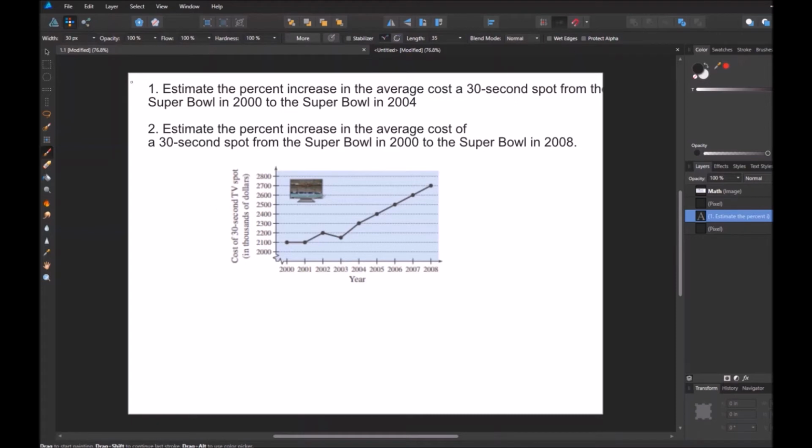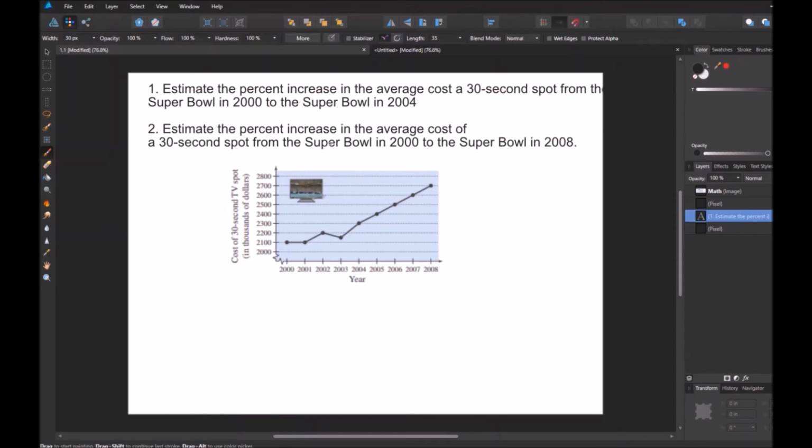And in the first part of the question we are asked to estimate the percent increase in the average cost of a 30-second TV spot from the Super Bowl in 2000 to the Super Bowl in 2004. And then we're asked to estimate the percent increase from the Super Bowl in 2000 to the Super Bowl in 2008. So let's answer this first part first.